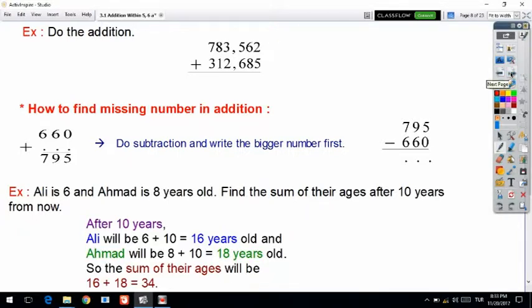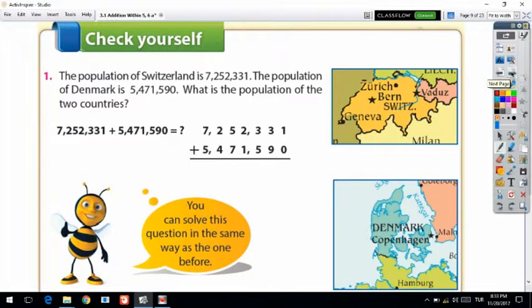Okay, let's see next. Check yourself. So there is a question there. The population of Switzerland is 7,252,331. The population of Denmark is 5,471,590. What is the population of the two countries?